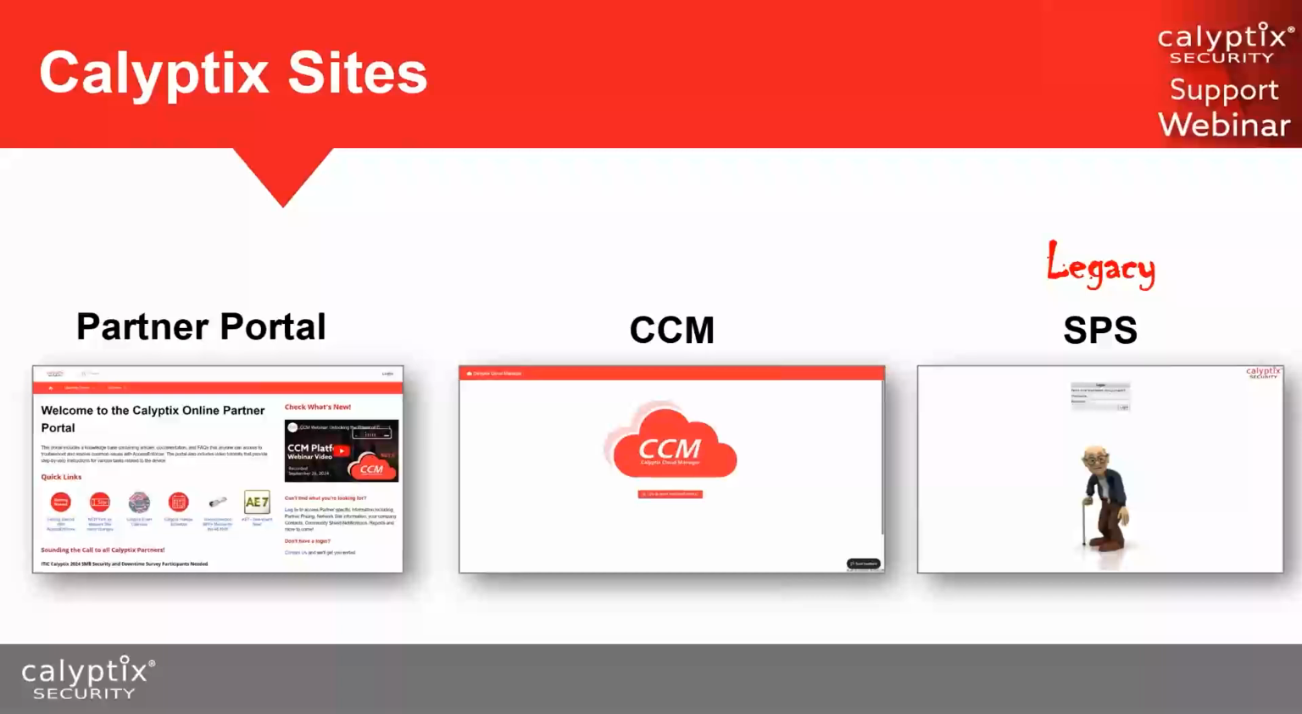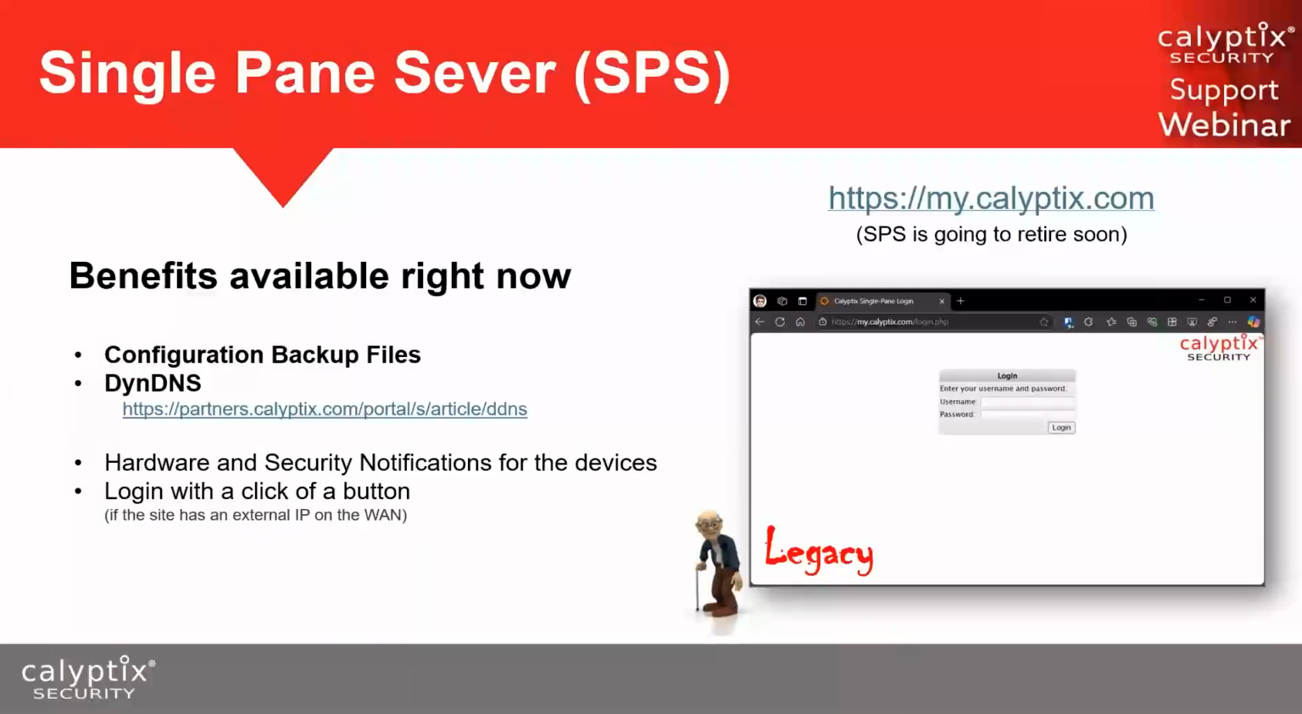Thanks, Joseph. One thing that we did want to mention is the portals that we have. We have our partner portal, which Joseph will be giving a little bit more information on, and our CCM, which is our newest portal for all of our centralized management. Our legacy portal, which was called SPS or my.calyptix.com, is still there, but it is going away in a little bit. So we did want to give you information about all of our different platforms that we have for you.